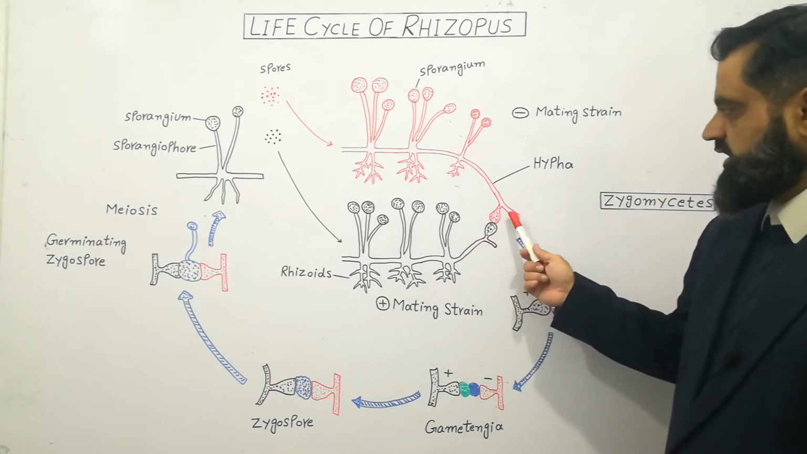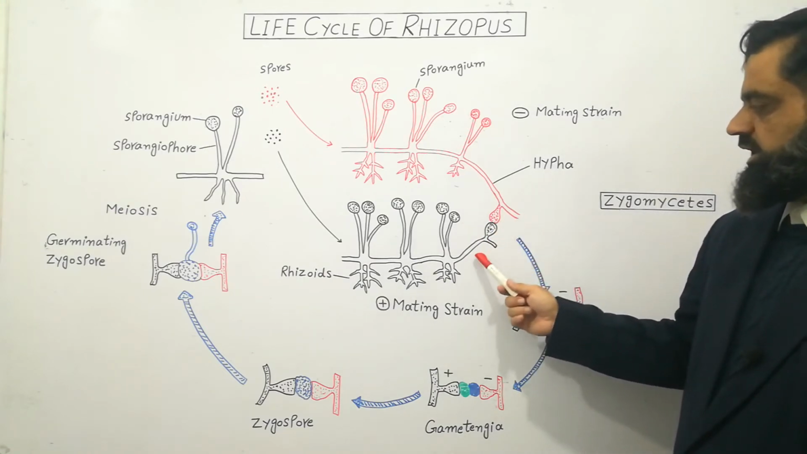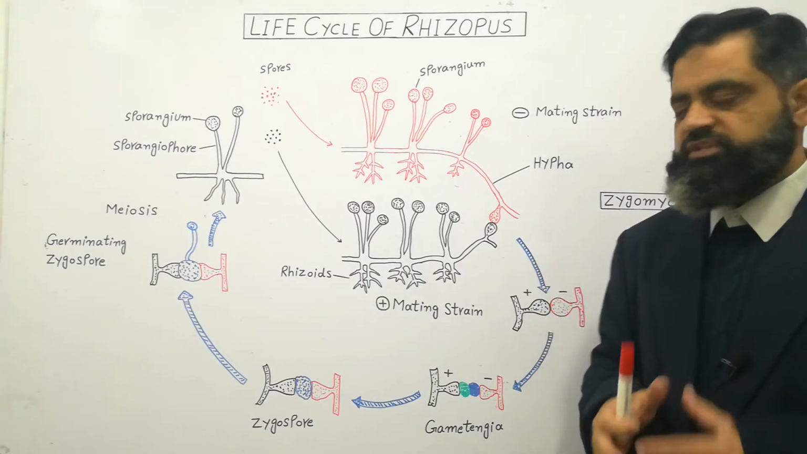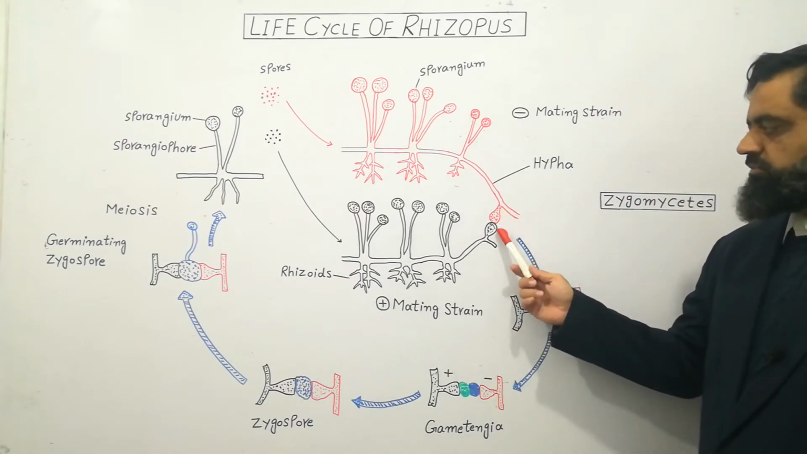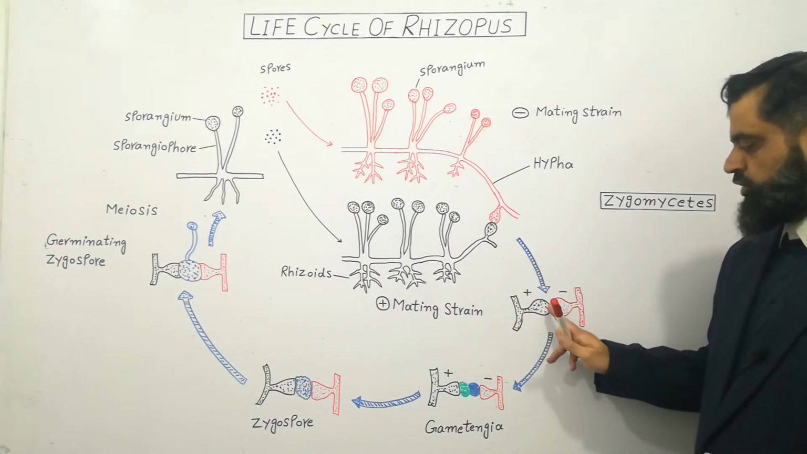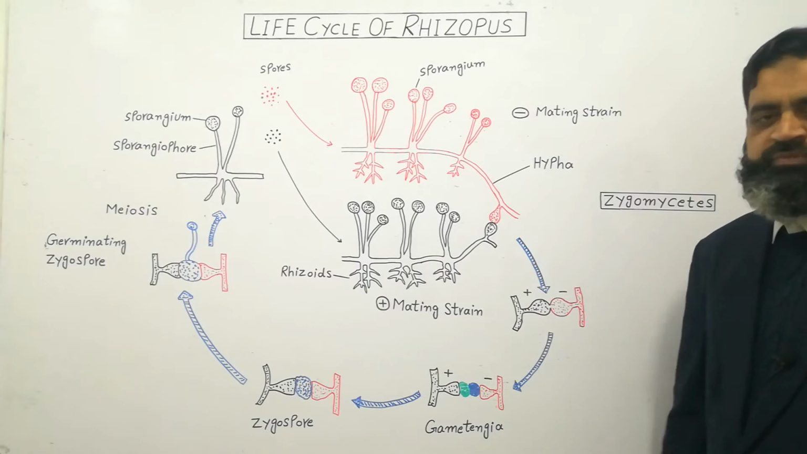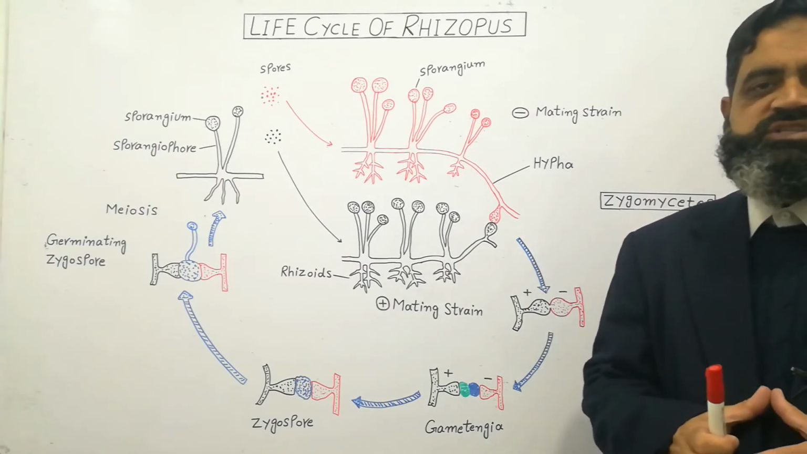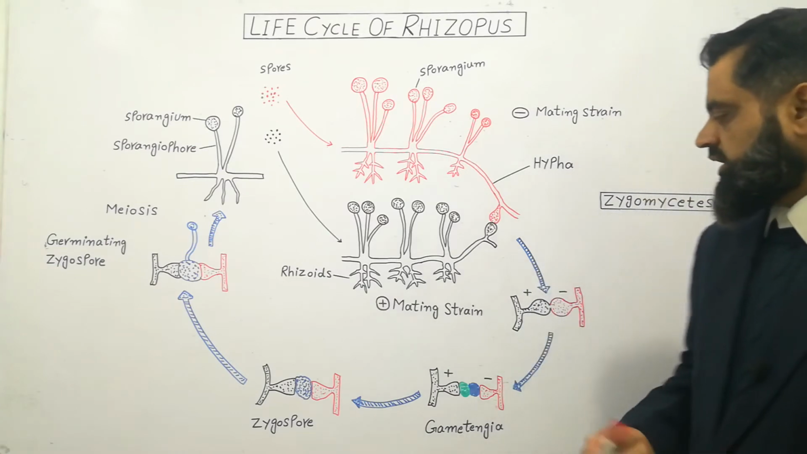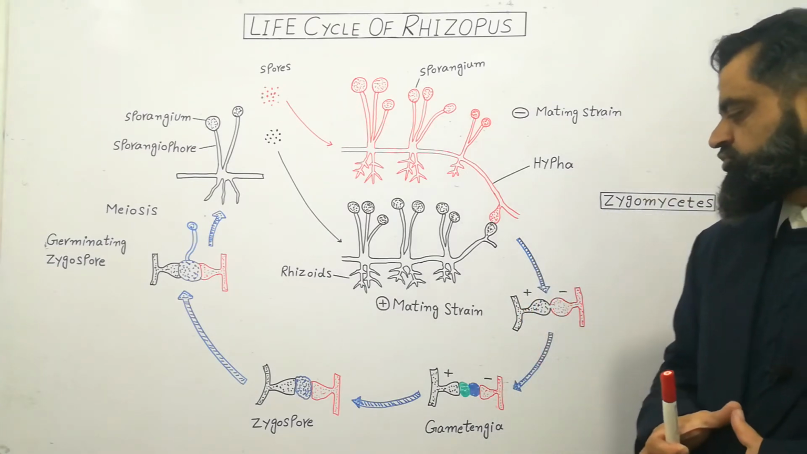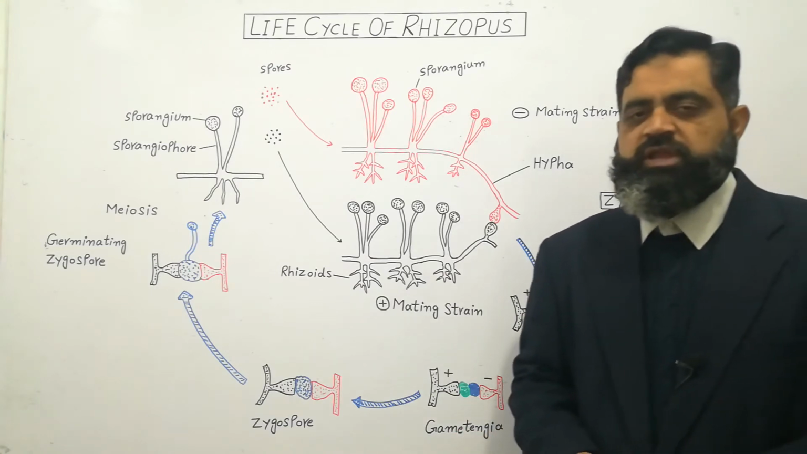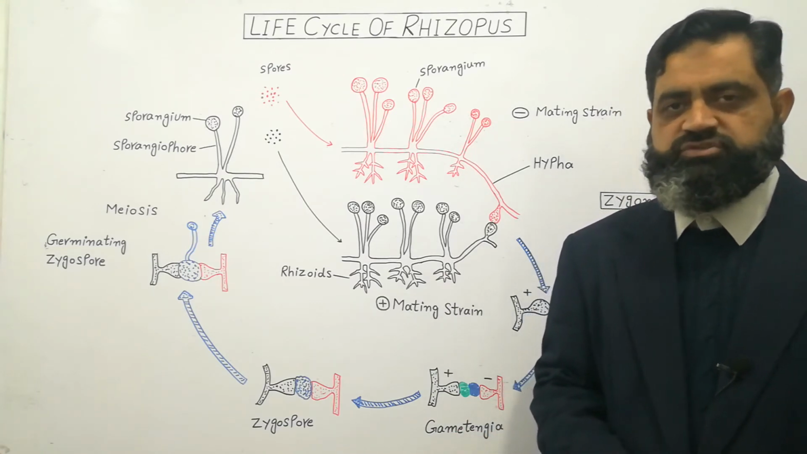Now you can see the positive mating strain and negative mating strain, their hyphae have come together and joined with each other. When their hyphae join, they form a pore between their cell walls and their cytoplasm fuses with each other. This process is known as plasmogamy. Right after plasmogamy, these two strands make a structure which is known as gametangia. Gametangia is a zygote-like structure.